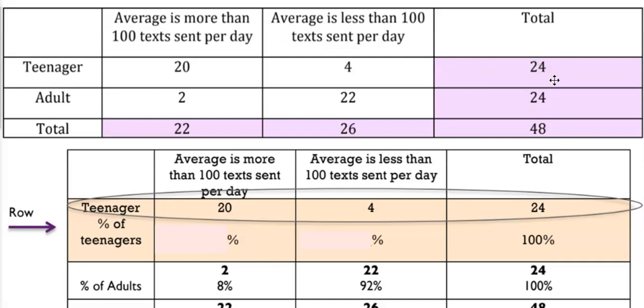So she has 24 teenagers and 24 adults. Of those 24 teenagers, 20 of them send on average more than 100 texts per day, and 4 send on average less than 100 texts per day. For the adults, 2 of them on average send more than 100 texts per day, and 22 of the adults send on average less than 100 texts per day. So she has a total of 22 people from her survey that have an average of more than 100 texts per day, and 26 that have an average of less than 100 texts per day.